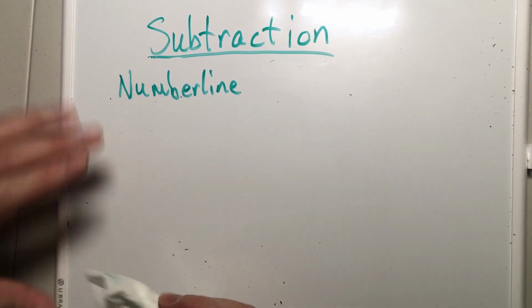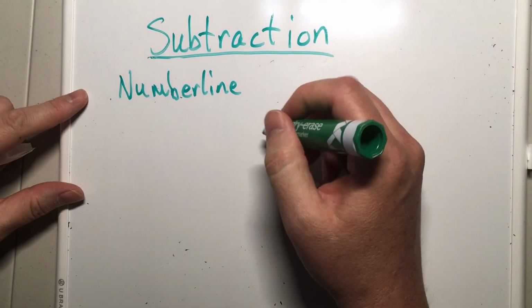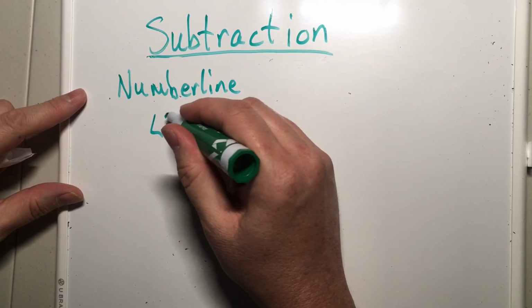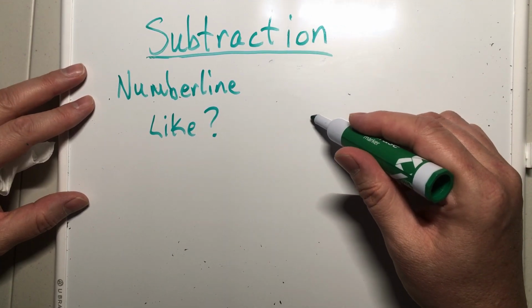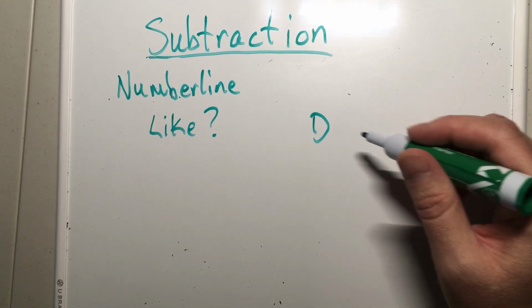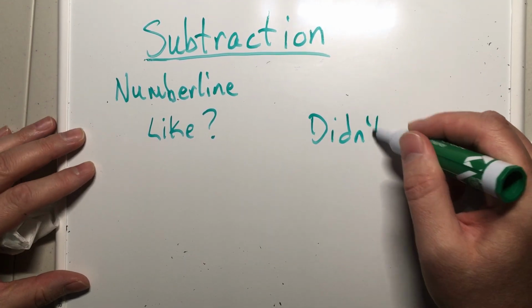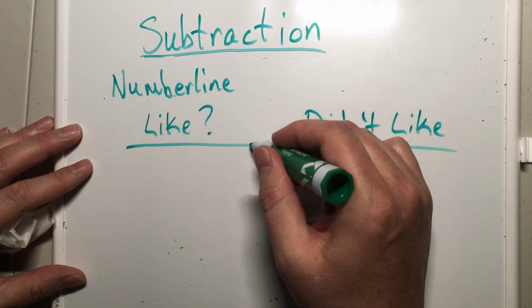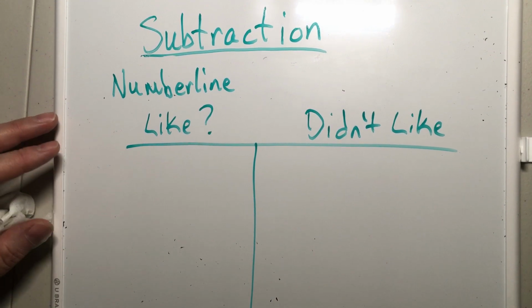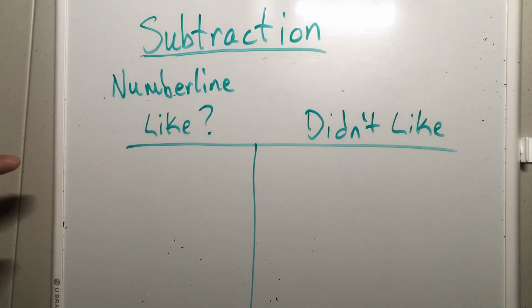You can ask them, okay, so what were the things that you liked about the number line? And what were some things that you did not like about the number line? Make a little T-chart right here. Get them thinking about this. When they're thinking about their preferences, then that means that they're understanding the strategy so much better. And they're using what I discussed earlier, that metacognition.